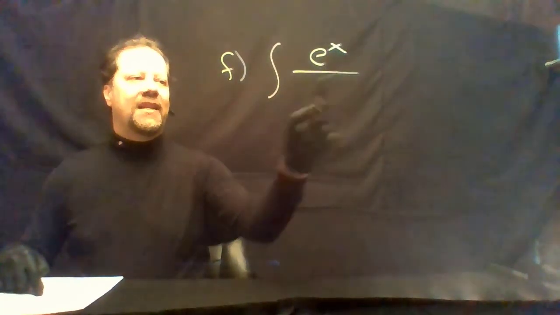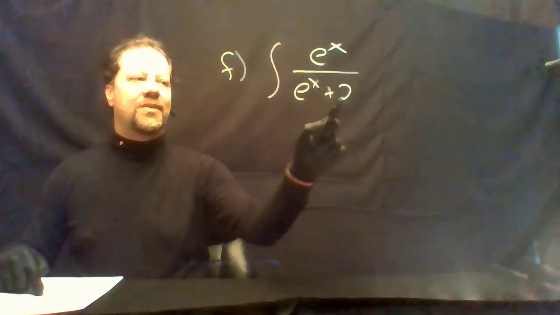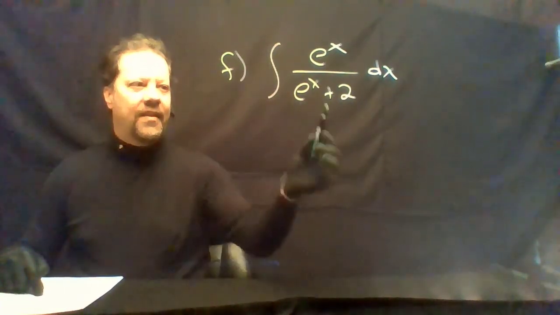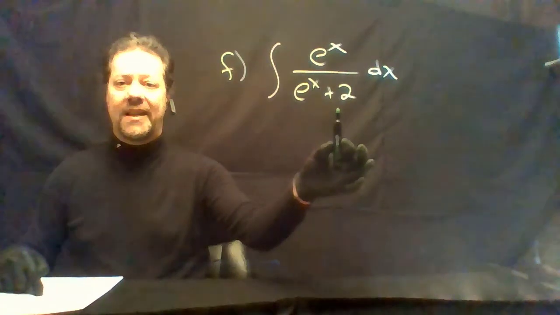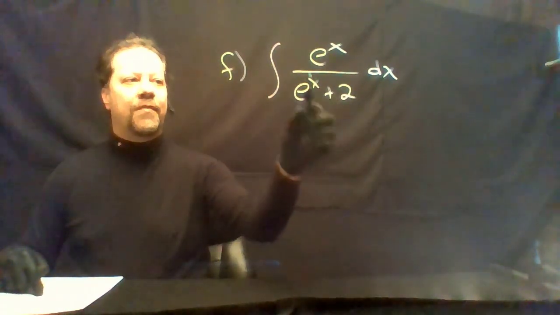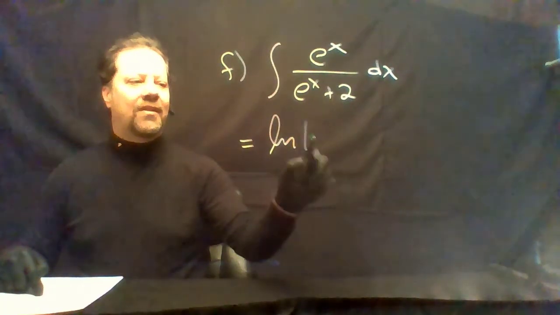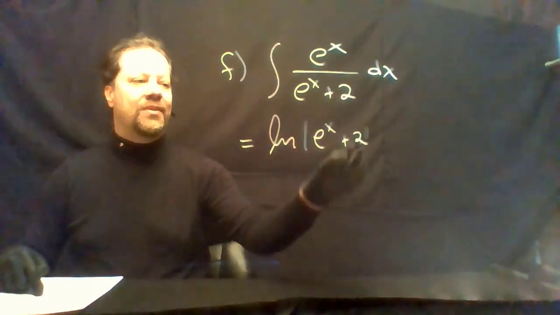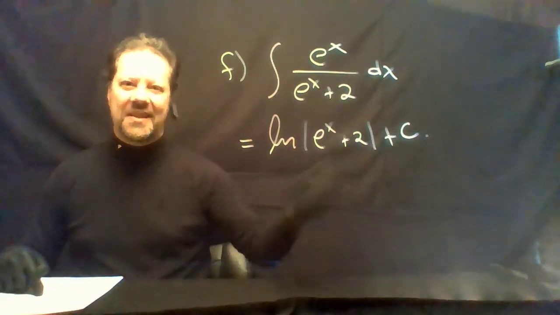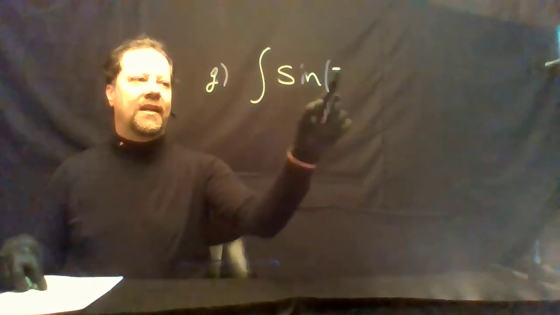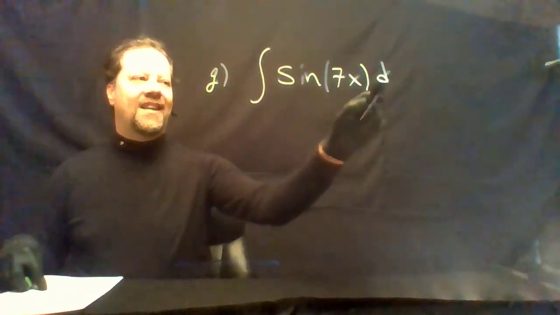On part F, I give you the integral of e to the x over e to the x plus 2 dx. The derivative of the denominator is e to the x. So this is in the form f prime over f. We simply write down the answer. Log of the absolute value of e to the x plus 2 plus c. That's it. On part G, we have the integral of the sine of 7x dx.